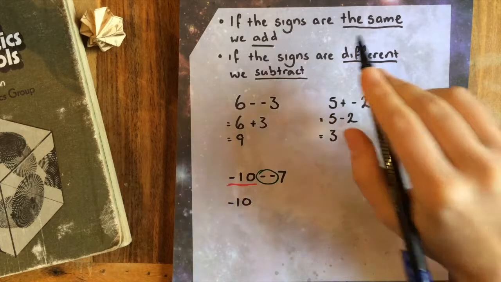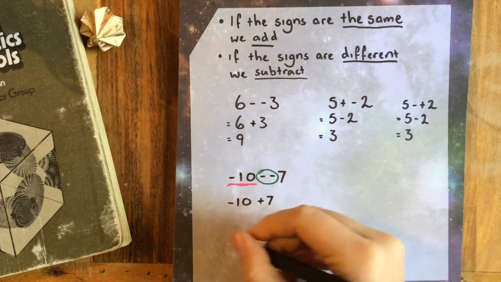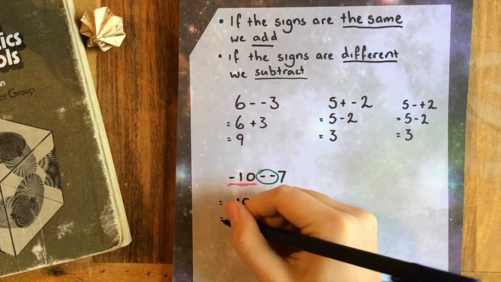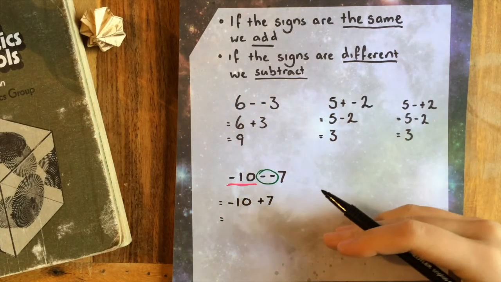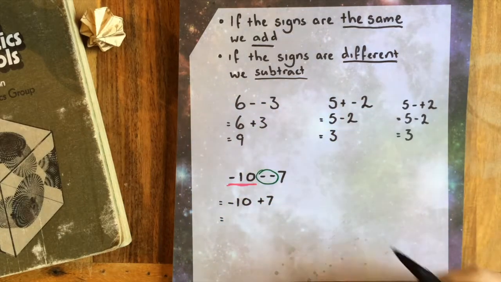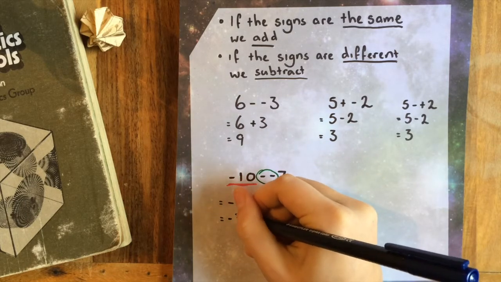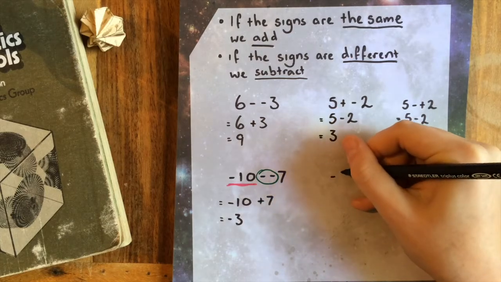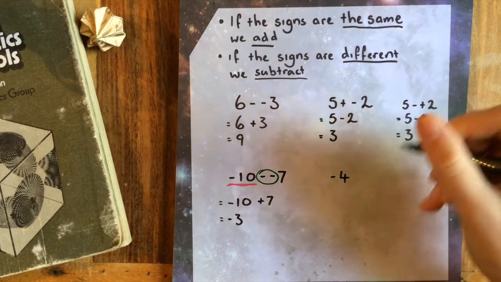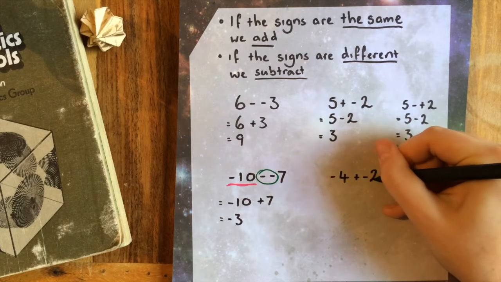Take away a negative, so the signs are the same. We add plus 7. And then at this point, I would think back to your number line. If you are at negative 10 and you go up 7, you are getting closer and closer to 0. We are now at negative 3. It's the same as if we had something like negative 4 plus negative 2.